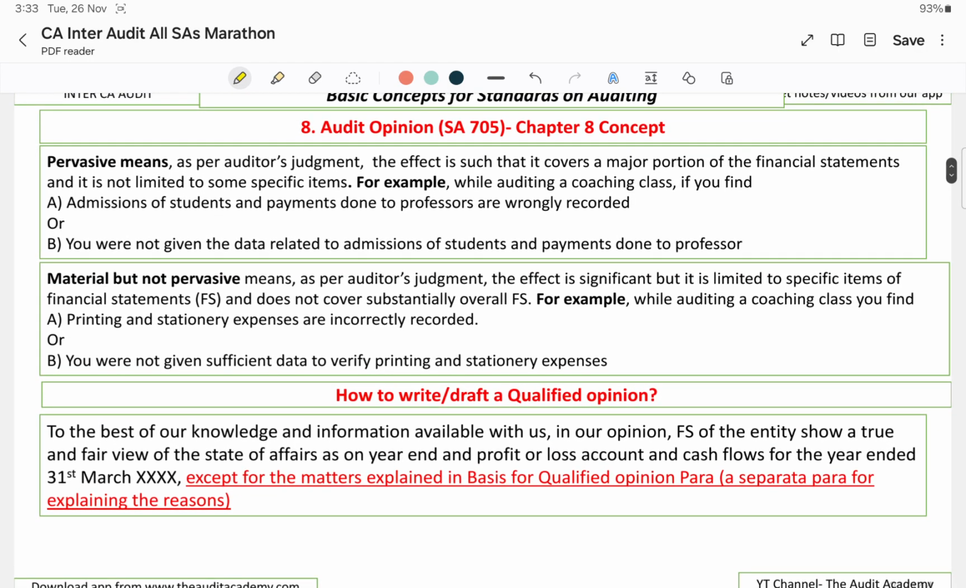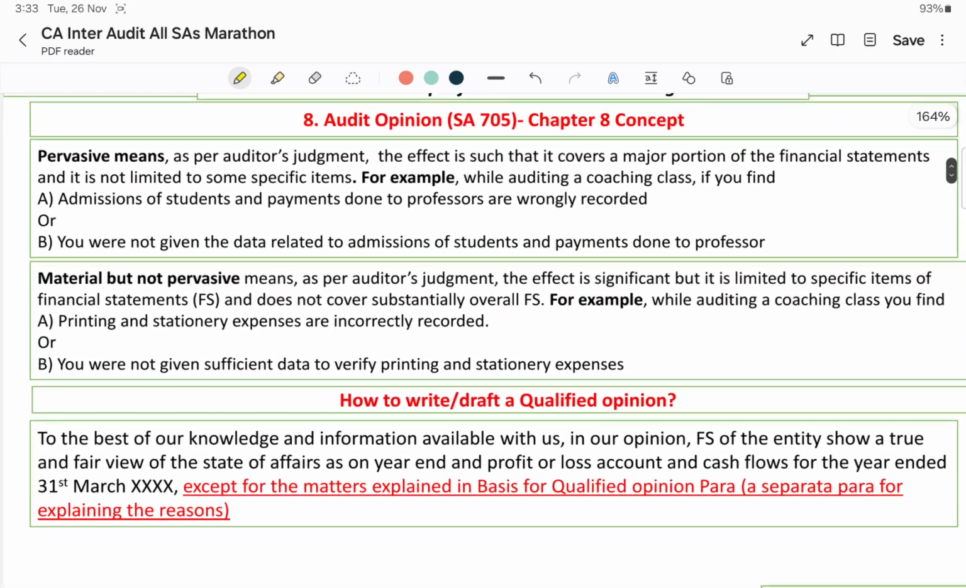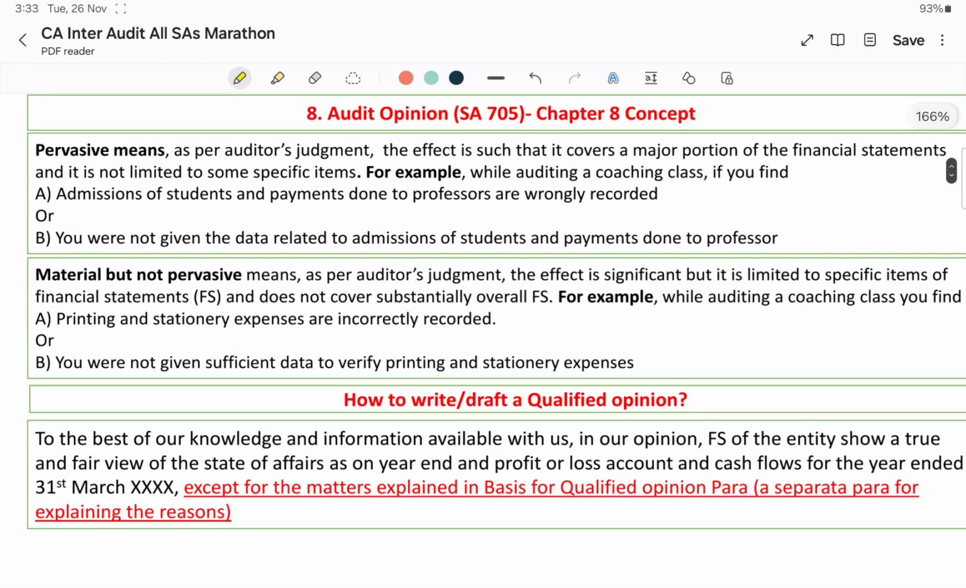Next is audit opinion. Pervasive means, as per auditor's judgment, the effect is such that it covers a major portion of the financial statement and it is not limited to some specific item.